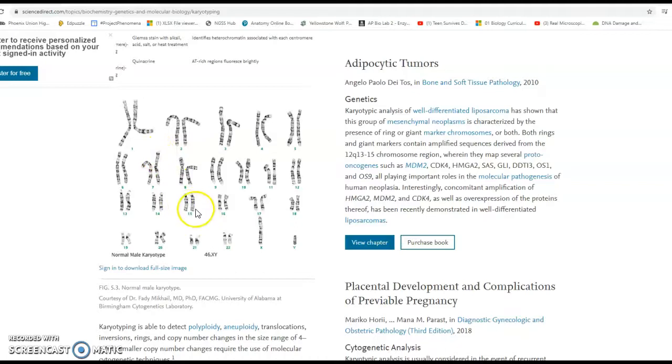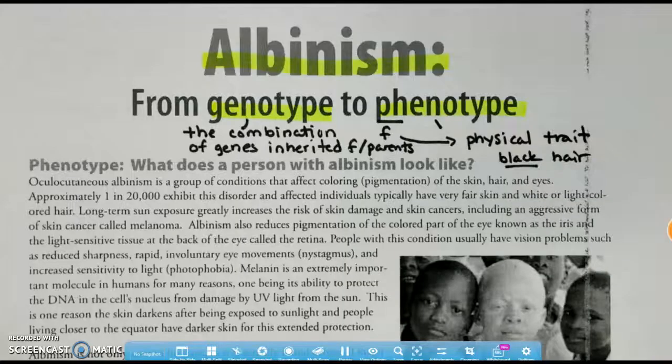Let's just pretend for the sake of it that this gene right here and this gene right here code for hair color. This one might code for blonde hair, but this gene might code for black hair. They both code for the same trait, hair color, but they can be different variations of it. Blonde hair versus black hair, it is different.